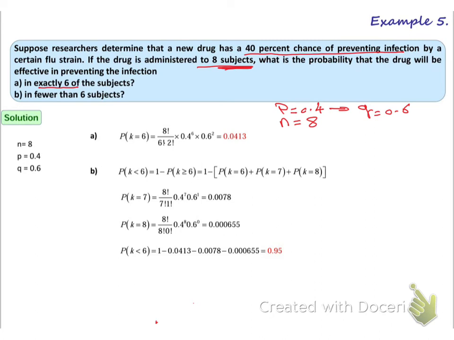What is the probability that the drug will be effective in preventing infection in exactly 6 subjects? So here, in question a, k will equal 6. So I have p, I have q, I have n, and I have k. I can calculate them. Yes, I can. I can just write the formula here: n factorial over n minus k factorial times k factorial. This is nCr, the combination formula.